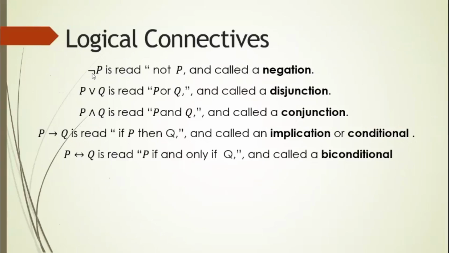Again, if you see this symbol, this is not. Pointing downward, it's or. Pointing upward, it's and. An arrow pointing to the right, if then. And a bidirectional arrow pointing to left and right, if and only if.